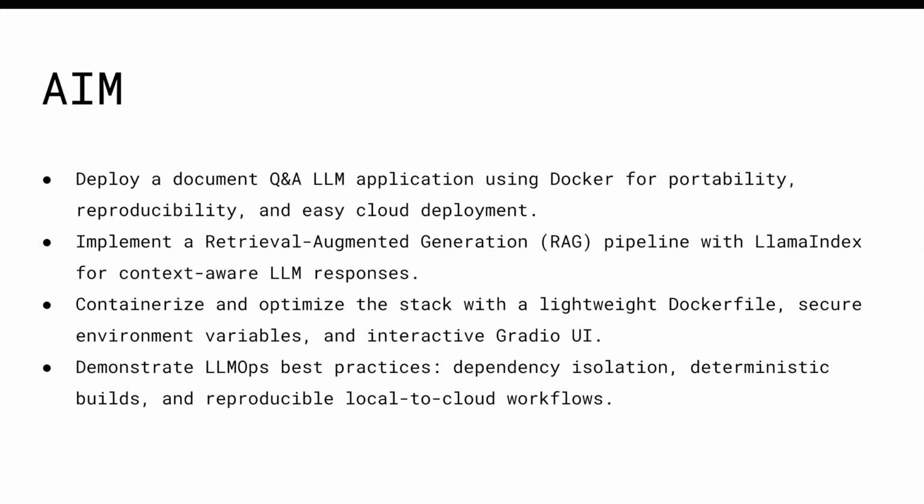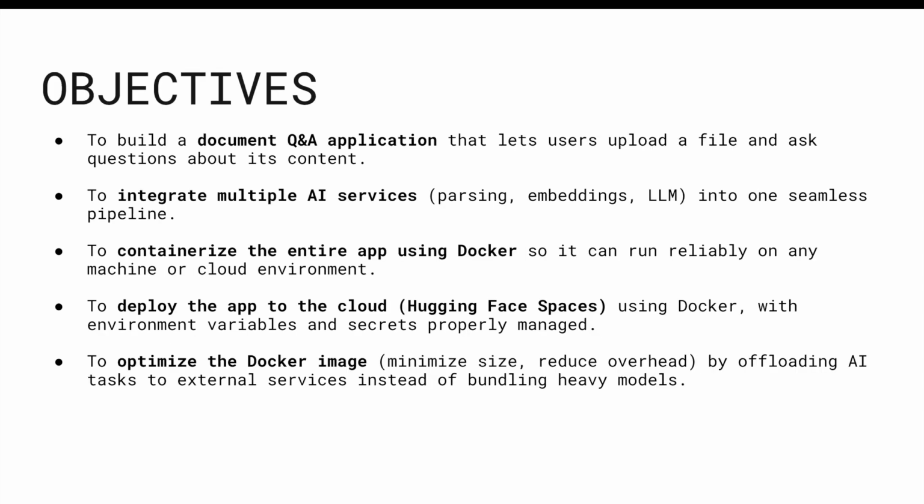Objectives. We set out to build a document Q&A application where users can upload a file and ask questions about its content. We successfully integrated multiple AI services into one seamless pipeline. We have completely containerized the app using Docker so it runs reliably anywhere. Crucially, we optimized the Docker image by offloading heavy AI tasks like the large LLM to external services to keep our image small and builds faster.